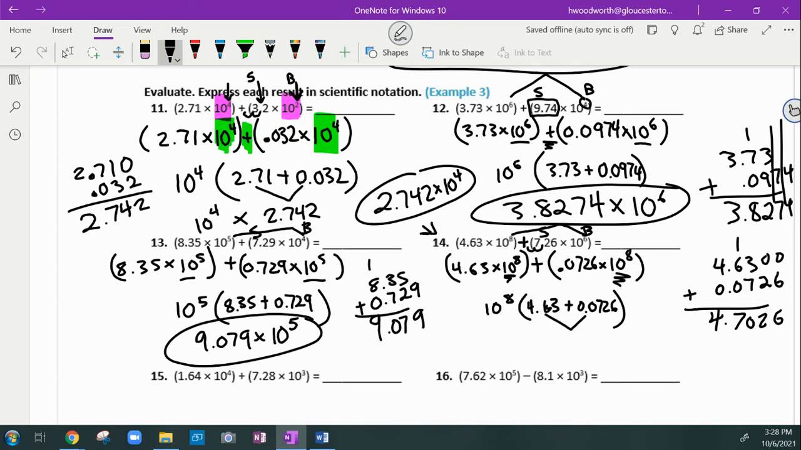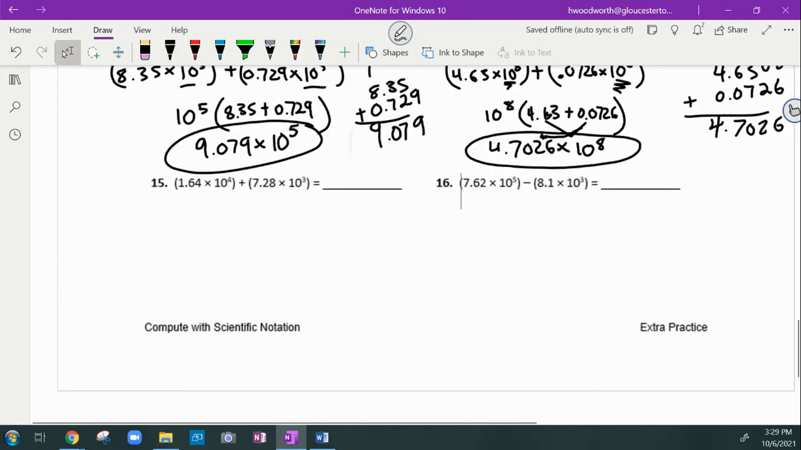Now, when I do that, I get my 4.7026 times 10. That's right. That's over there. Times 10 to the 8th. Yay. Whew. Moving right along.